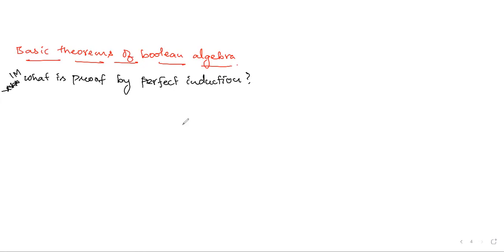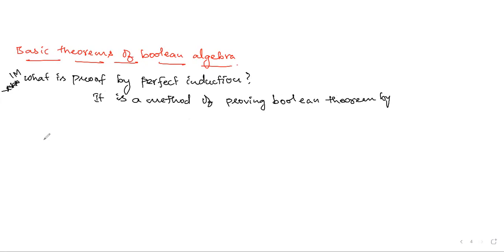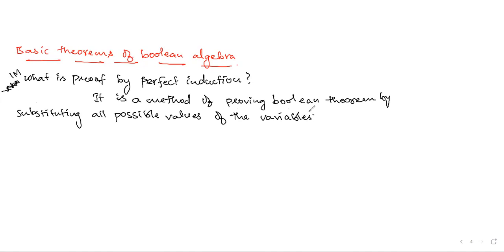We are going to prove it. Right, now see here. It is a method of proving Boolean theorems by substituting all possible values of the variables, all the possible values of the variables. Any doubt with this proof by perfect induction? No, sir.